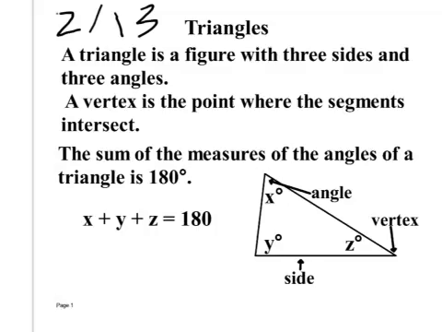A triangle is a figure with three sides and three angles. A vertex is a point where the segments intersect. This is a vertex, this is a vertex, this is a vertex. The sum of the measures of the angles is 180. So angle X, if you add that to angle Y, and add that to angle Z, you will get 180 every time.